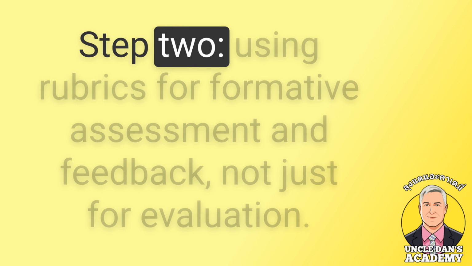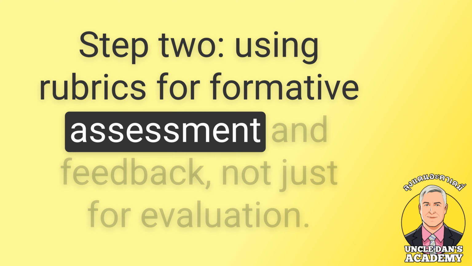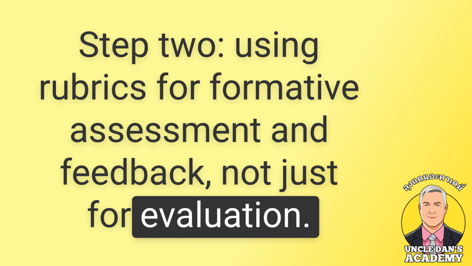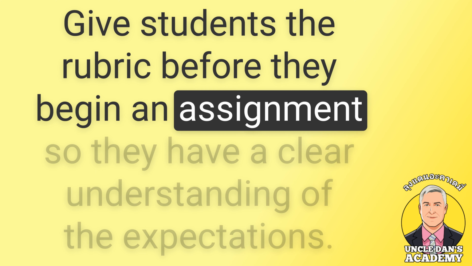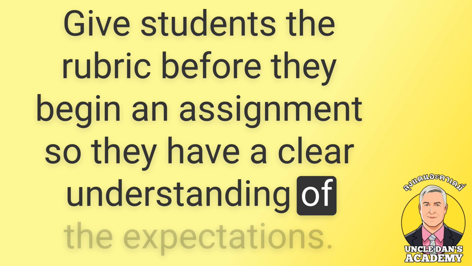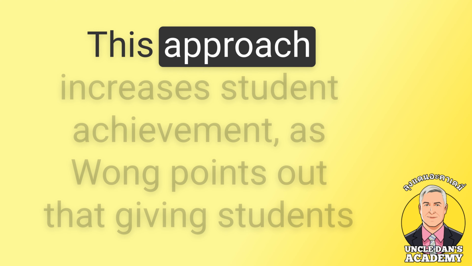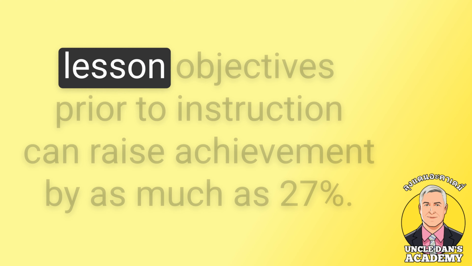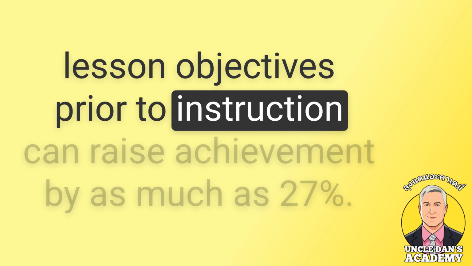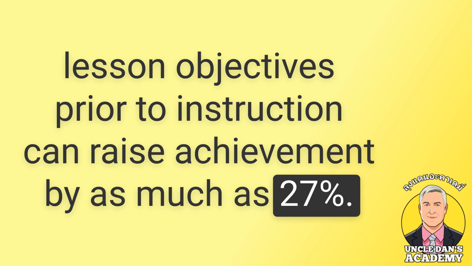Step 2, using rubrics for formative assessment and feedback, not just for evaluation. Give students the rubric before they begin an assignment so they have a clear understanding of the expectations. This approach increases student achievement, as Wong points out that giving students lesson objectives prior to instruction can raise achievement by as much as 27%.